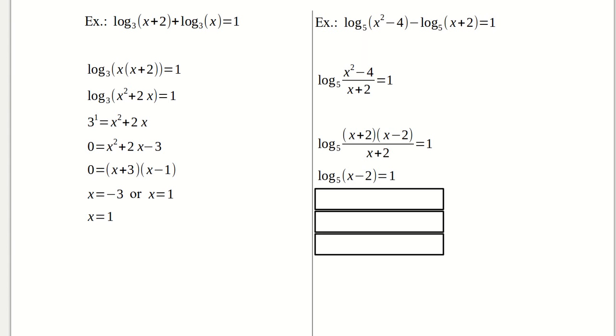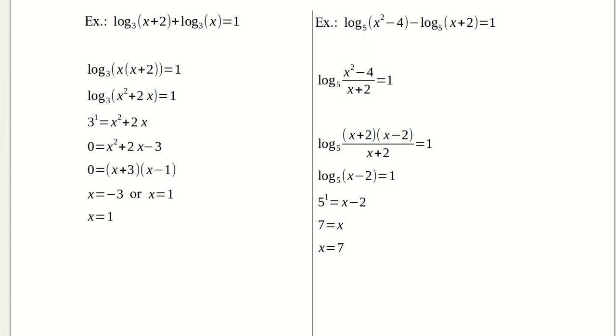So we say this correctly. We say the log base 5 and that the log is equal to the exponent 1. The base is 5, the exponent is 1. So 5 to the first power equals x minus 2. Well, let's get the x by itself by adding 2 to both sides, and that gives us x equals 7.